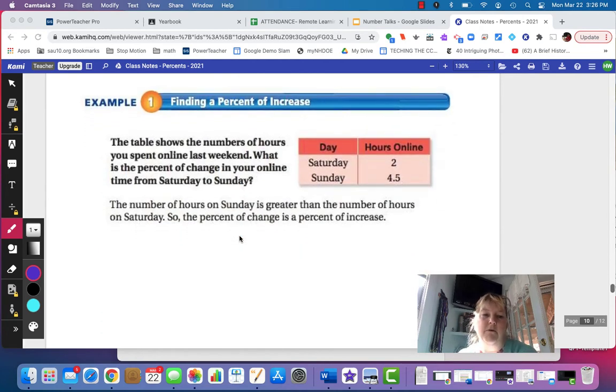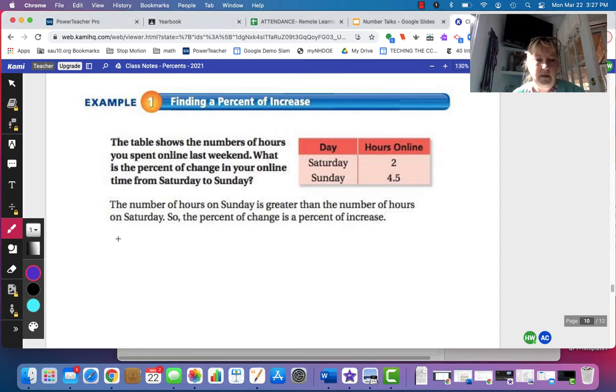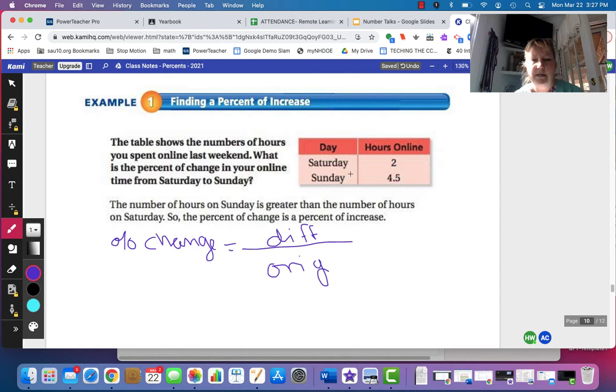If the table shows the number of hours you spent online last weekend, what is the percent of change in your online time from Saturday to Sunday? So if we know that the percent of change is equal to the difference divided by the original. Okay, so if we're talking about the percent of change from Saturday to Sunday, we're talking about going from this many hours online to going to that many hours online.